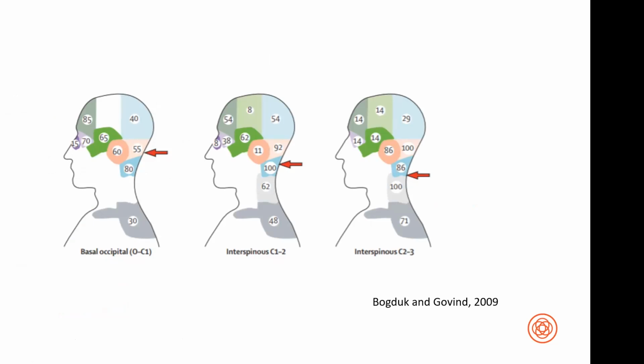So these were asymptomatic normals. And if we look at the distribution, particularly at sort of 0 to C1 and C1 to C2, where the pain distribution was, it's pretty bang on where our chap was feeling his pain. So we can start to see some links in the scenario happening there.